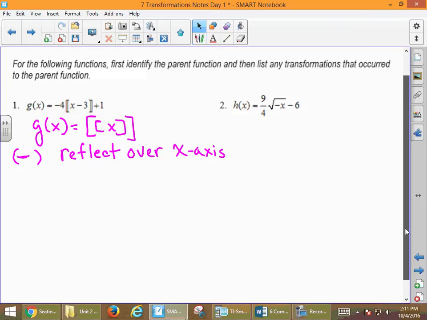Now notice, I only wrote the negative, and the negative that I'm looking for is right here. The next part is the 4. So the negative is separate from the 4 in terms of what's happening to the function. The 4 is still outside the function. What does it do to the function? It vertically stretches.